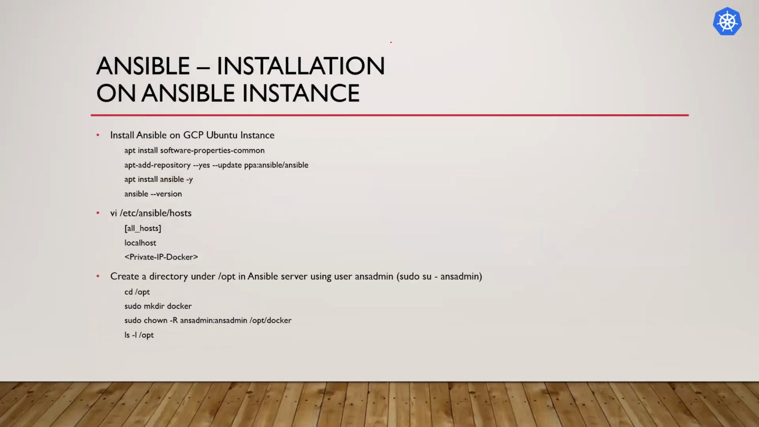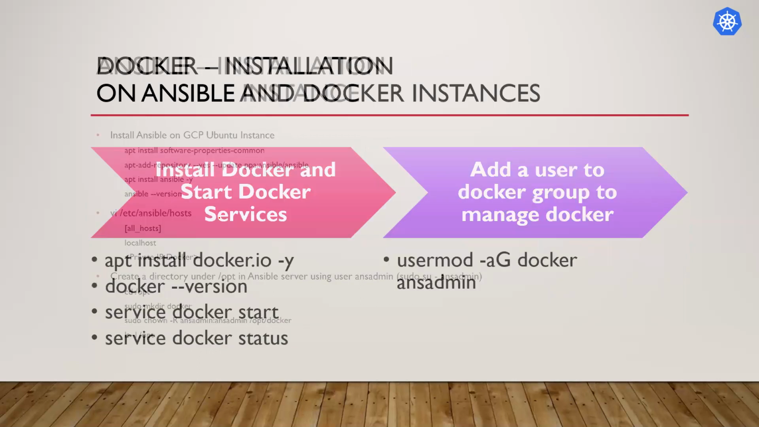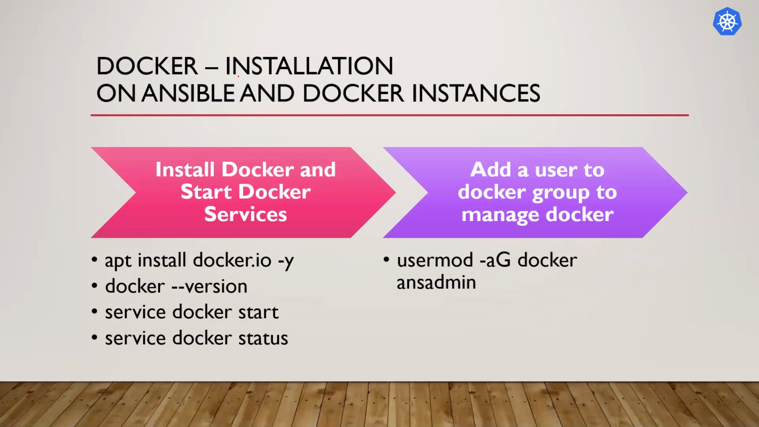After this, we will set up the second system, where we will install Ansible, and we follow these steps. After that, we will install Docker on both the Ansible and the Docker instance. We are using Docker on the Ansible instance because we are building our Docker image here, and on the other we are installing Docker because we are deploying our Docker container there. So we need to install Docker on both servers.